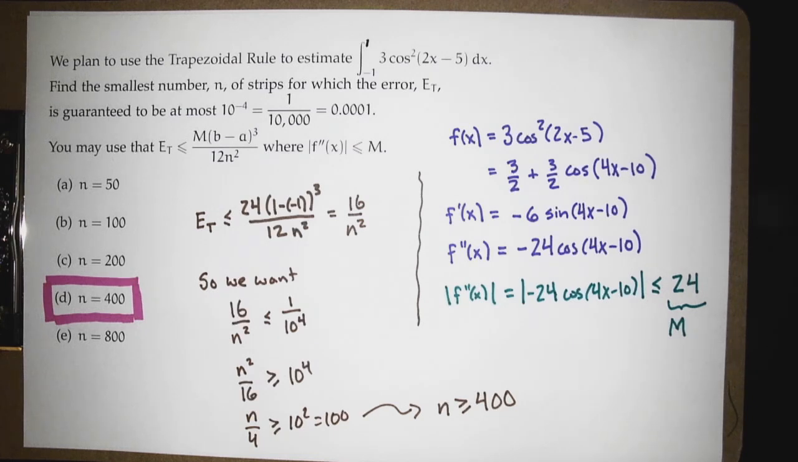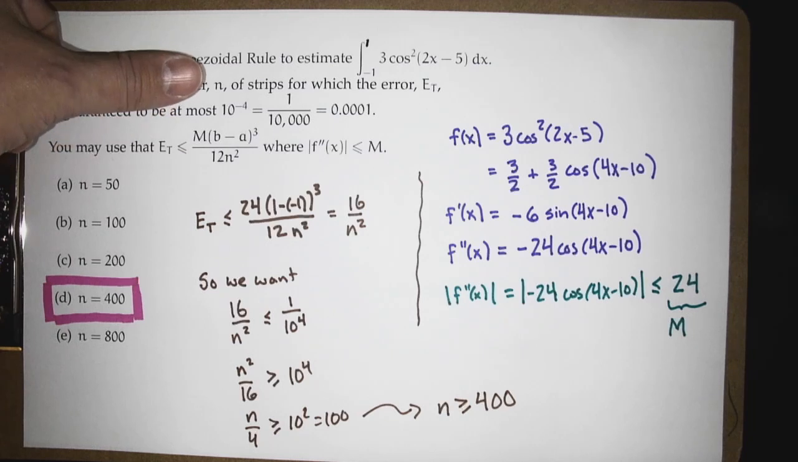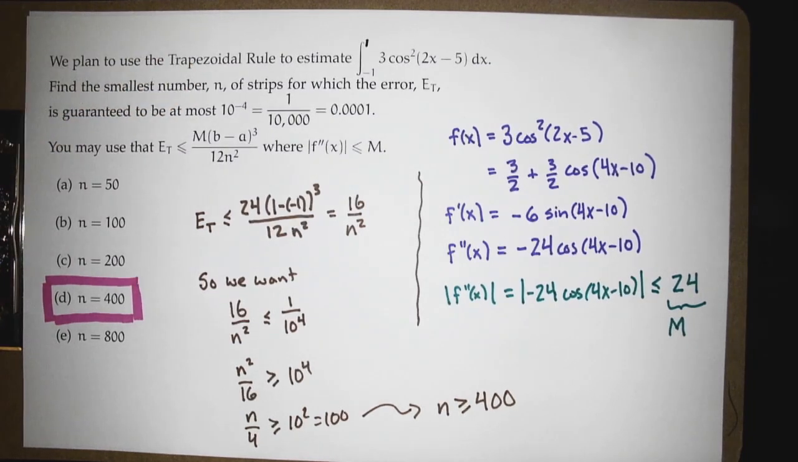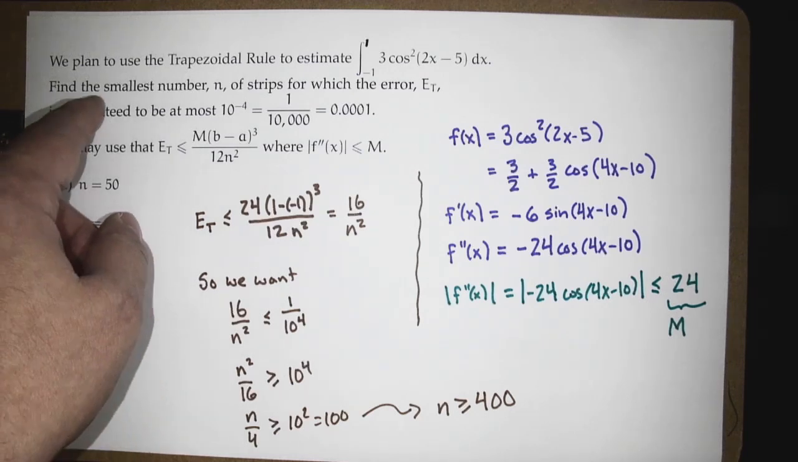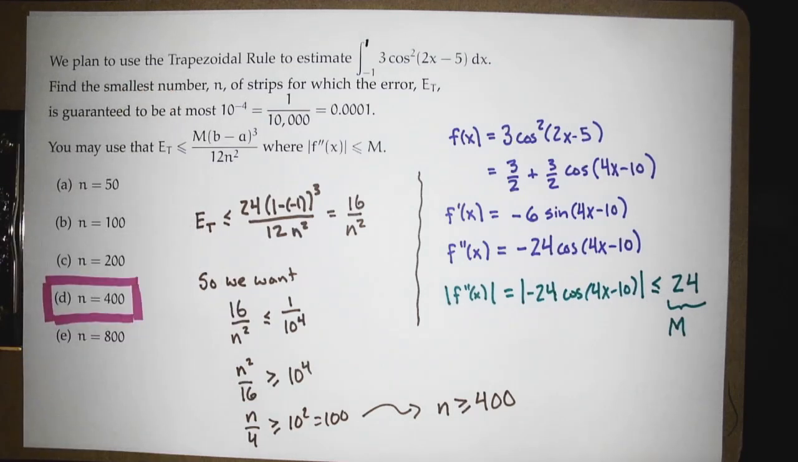And you might notice we phrased the question very carefully. If we had said something like, find the number n of strips for which the error is guaranteed to be at most such a thing, then you should say, just go for the biggest number. It's got to be right. That's why we said the smallest that we're guaranteed, because anything above 400 is also guaranteed to work. So we have to be careful how we phrase things.